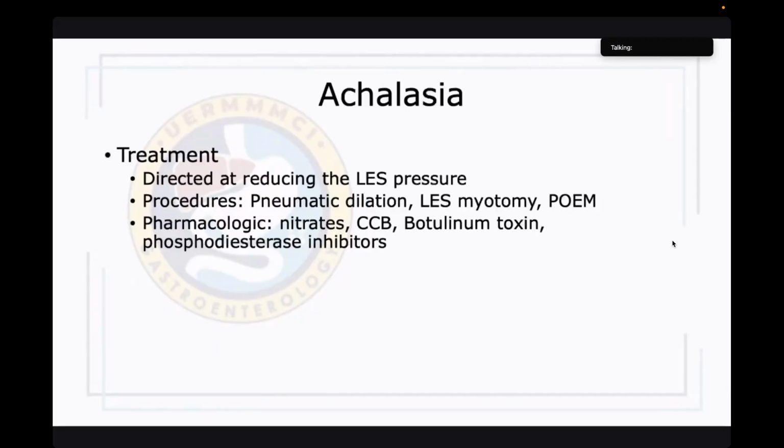Pharmacologic therapies are not really very effective, but these can be offered as temporizing therapies. So we have nitrates or calcium channel blockers, we have botulinum toxin, and phosphodiesterase inhibitors.